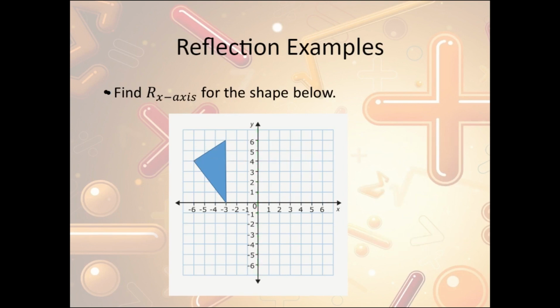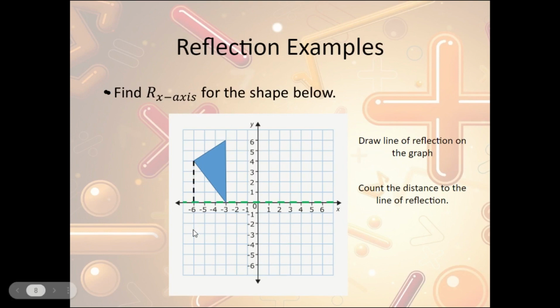Let's look at another example. Now we're reflecting over the x-axis. So here's our x-axis, so we draw it in. Then we count the distance. So here we are 1, 2, 3, 4 away. So we go 1, 2, 3, 4 away and copy that over here. Then we look at this one. This one is 0 away. So it's going to be 0 away on the other side. So we just leave the point there. Then this one is 1, 2, 3, 4, 5, 6 away. So we go 1, 2, 3, 4, 5, 6 away on this side and draw in our triangle.